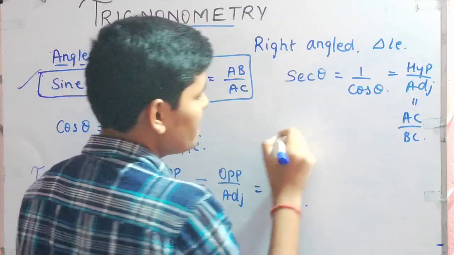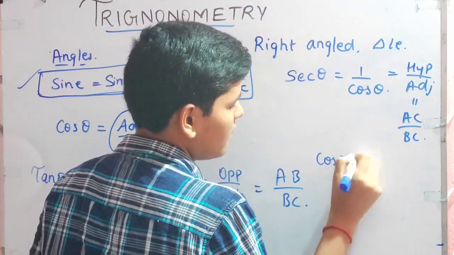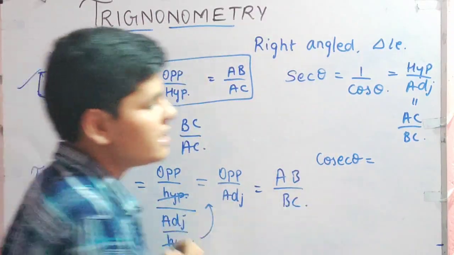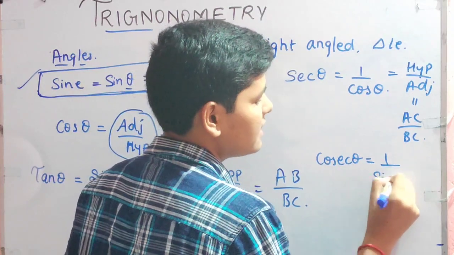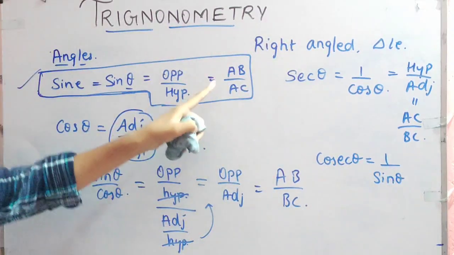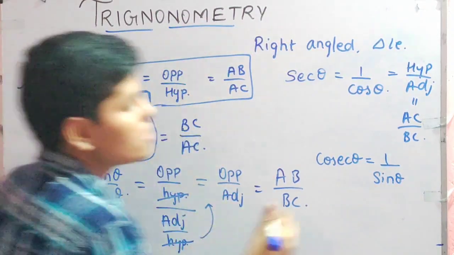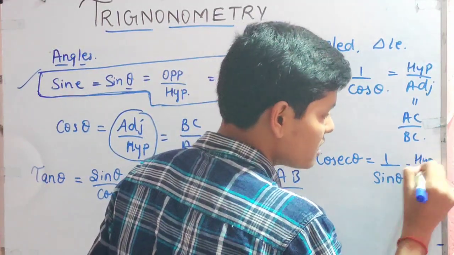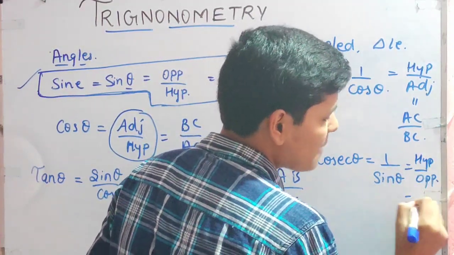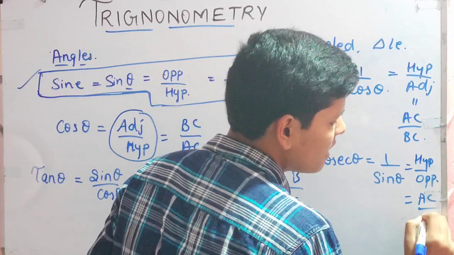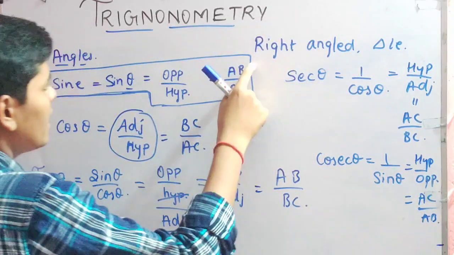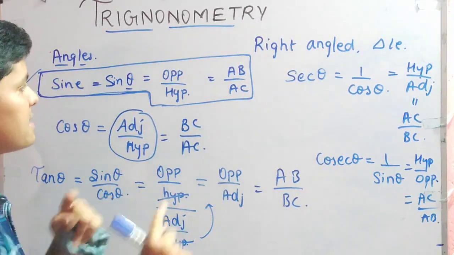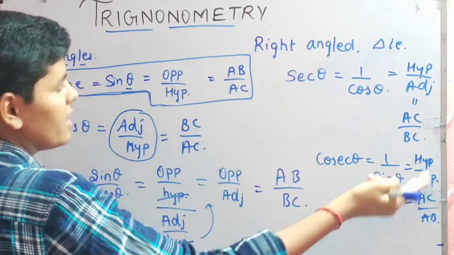After sec theta we have cosec theta. This cosec theta is equal to 1 by sin theta. What is sin theta? Opposite by hypotenuse. So we can say this is hypotenuse by opposite. And what is hypotenuse? AC, by opposite is AB. AB by AC, AC by AB. See, this is reciprocal. Opposite by hypotenuse, hypotenuse by opposite.